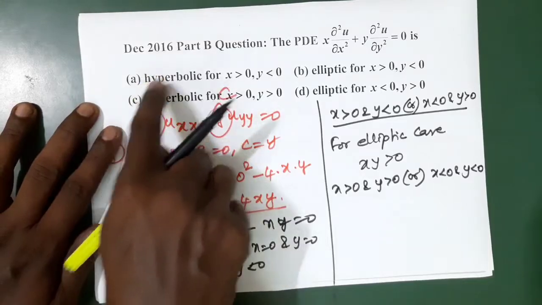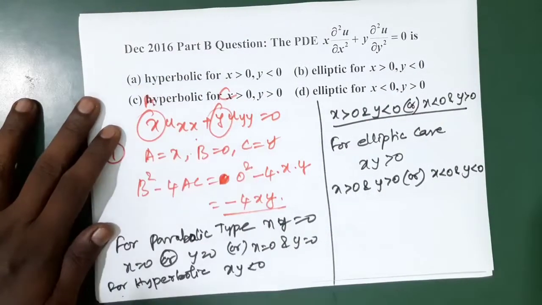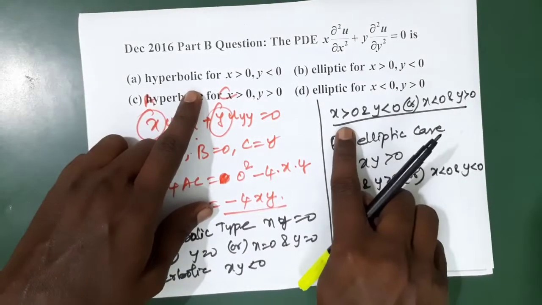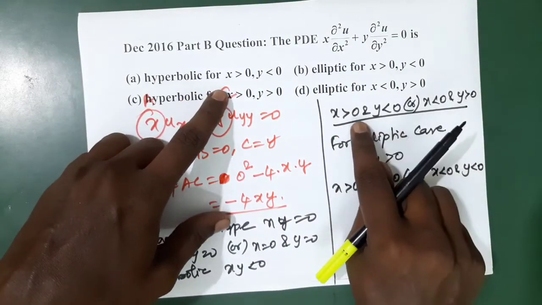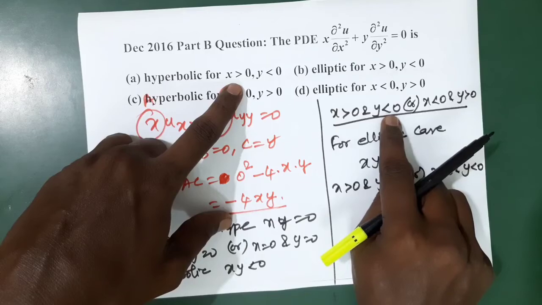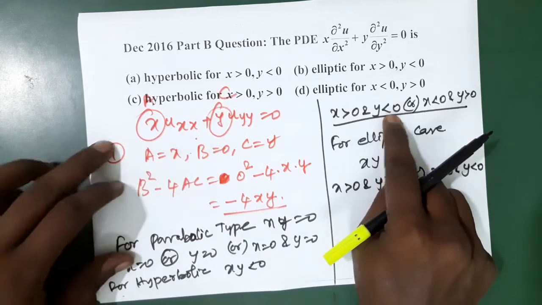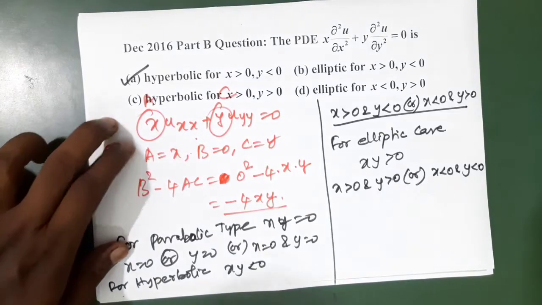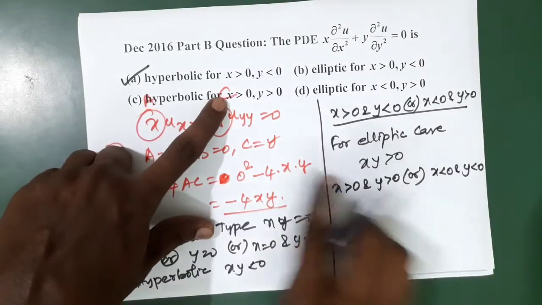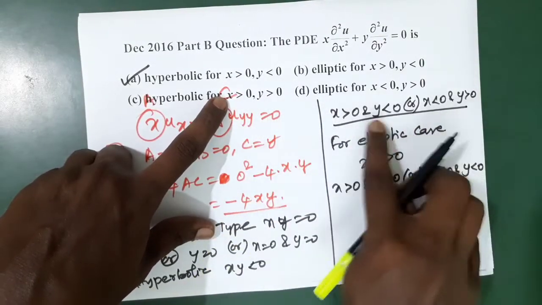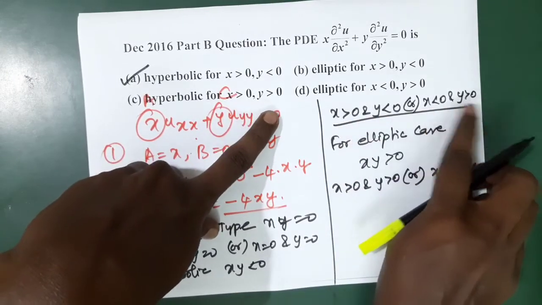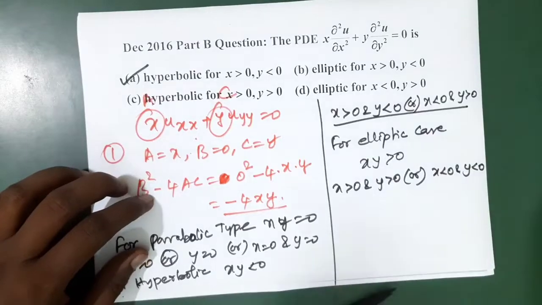Now we are looking for the solution. First we can see option A, a hyperbolic type. For hyperbolic type, x should be greater than 0 and y less than 0. Yes, this one is correct. See, for hyperbolic type, both should not be greater than 0. X greater than 0 means y should be less than 0, or x less than 0, y greater than 0. So this is not possible.